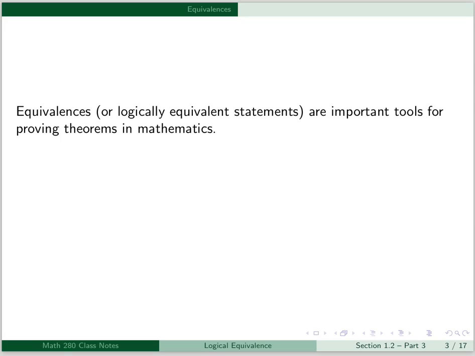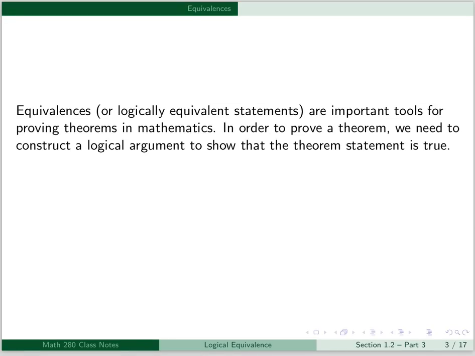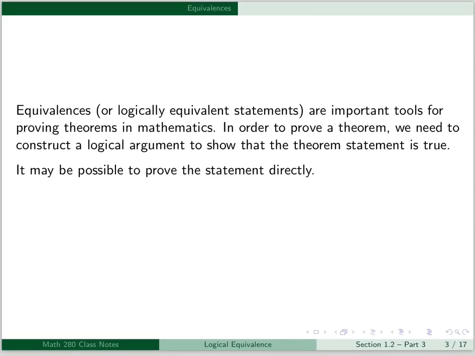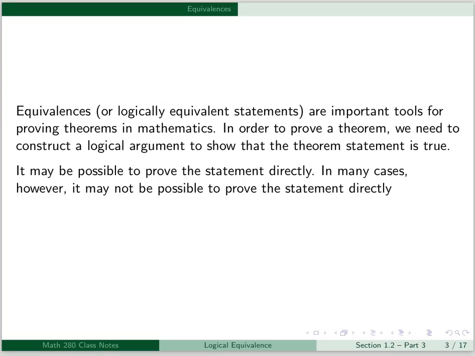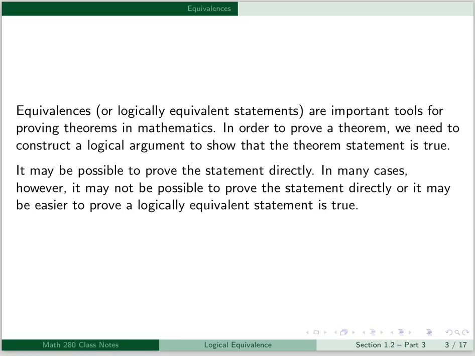Equivalences, or logically equivalent statements, are important tools for proving theorems in mathematics. In order to prove a theorem, we need to construct a logical argument to show that the theorem statement is true. It may be possible to prove the statement directly. In many cases, however, it may not be possible to prove the statement directly, or it may be easier to prove a logically equivalent statement is true.